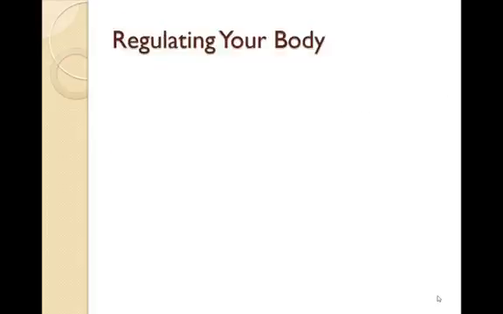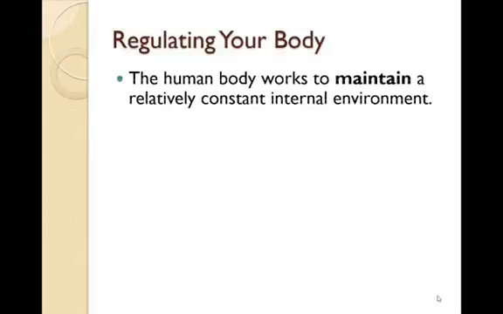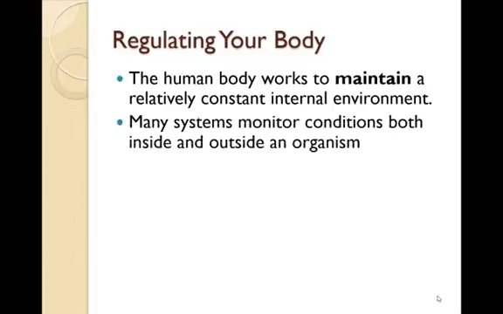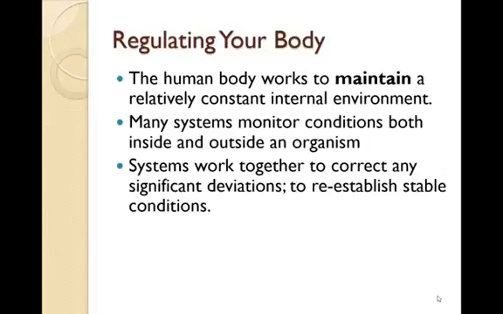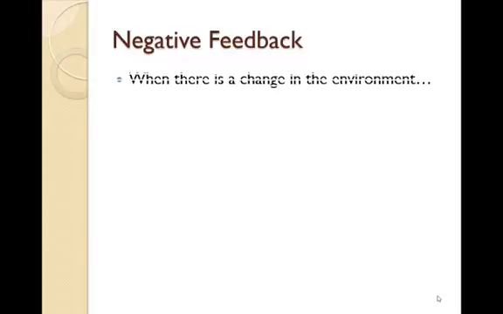Now, regulating your body is handled as your body works to try to maintain this constant internal environment, maintaining homeostasis. And there are all these different systems working together to monitor how things are going outside and inside your body. These systems work together to try to correct anything that takes it outside of the normal range and reestablish stable conditions. It does this using negative and positive feedback mechanisms. We're going to focus on the most common, negative feedback mechanisms.